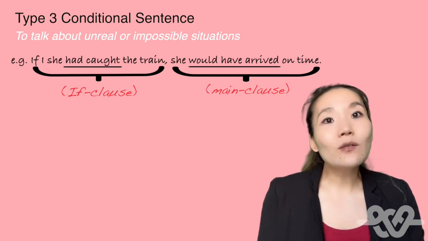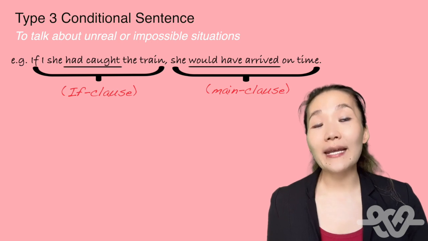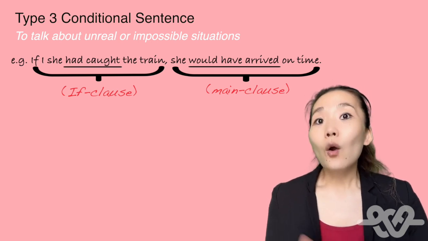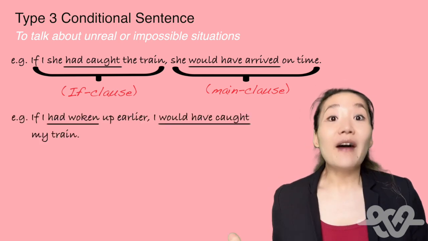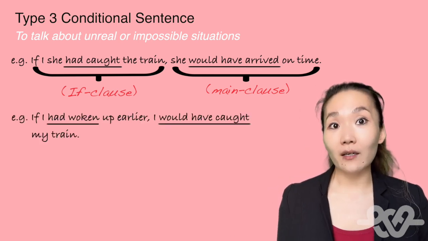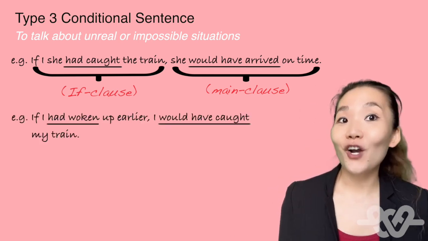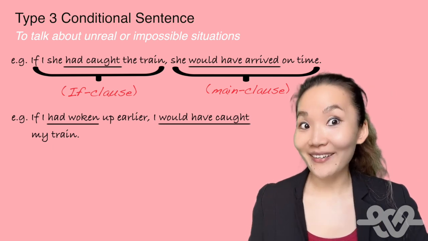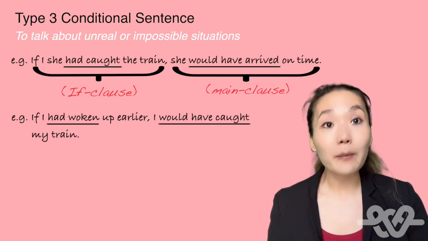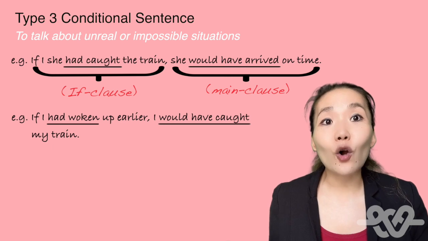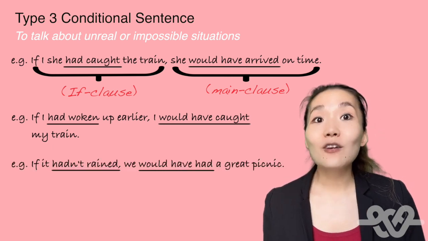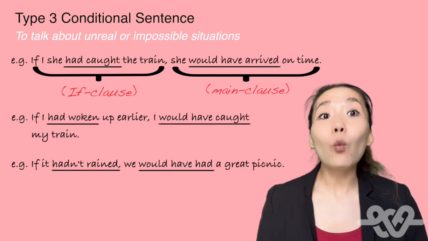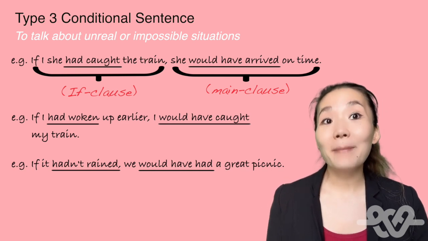Let's say you didn't wake up on time this morning and missed your train. What could you have done differently to catch your train? If I had woken up earlier, I would have caught my train. That's right. And what if you were planning a picnic, but it rained all day? You could say, if it hadn't rained, we would have had a great picnic.